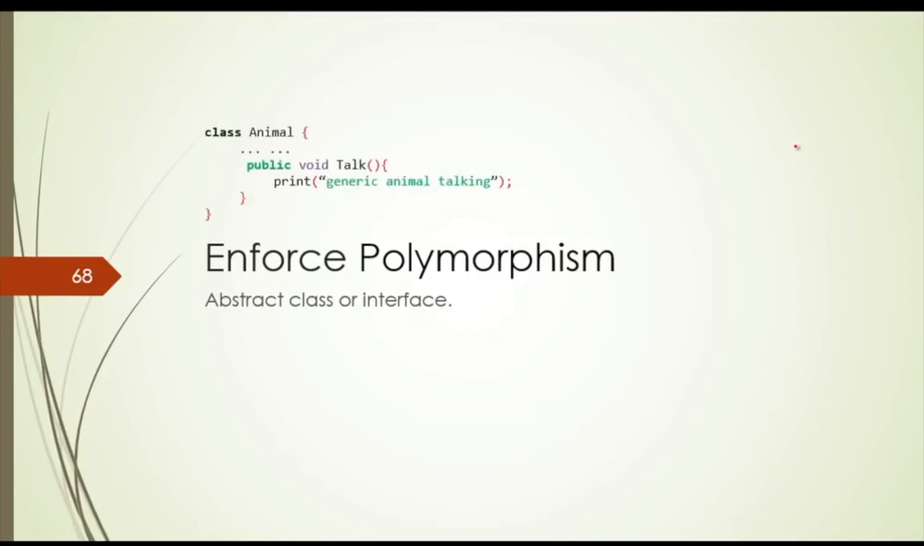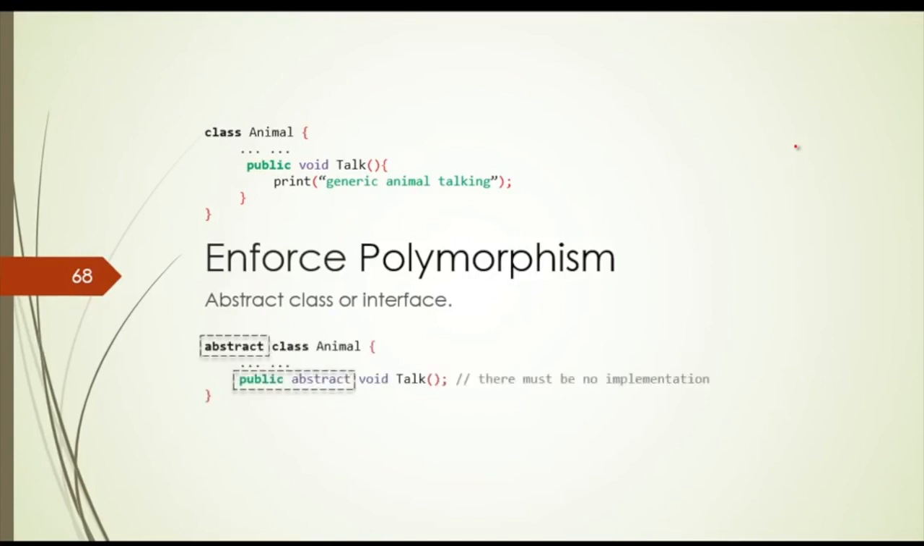So let's say you have a class and you really want to enforce the polymorphism of these talk methods. So how you can do it? You can do it by abstract class. Just put the abstract keyword in front of your class and make a method public abstract, so that it must be implemented by the developer who implements the class or inherits from this class. That's how you're going to enforce the polymorphism.